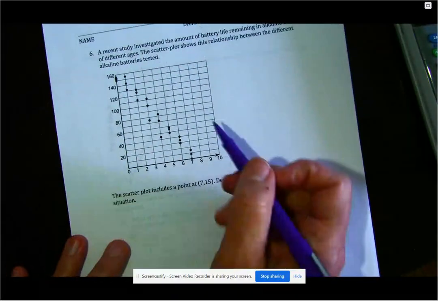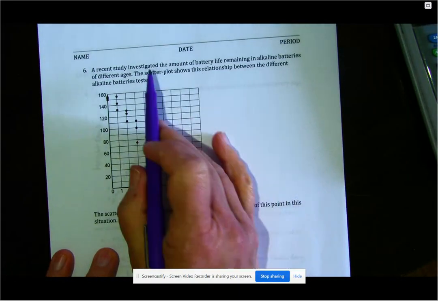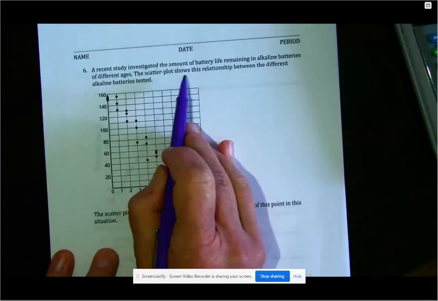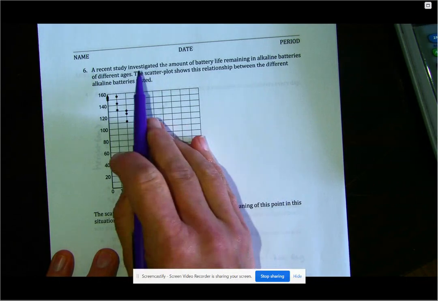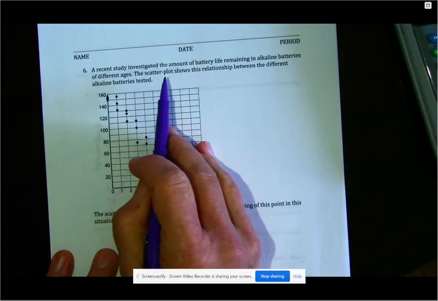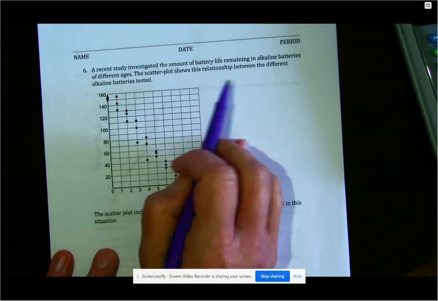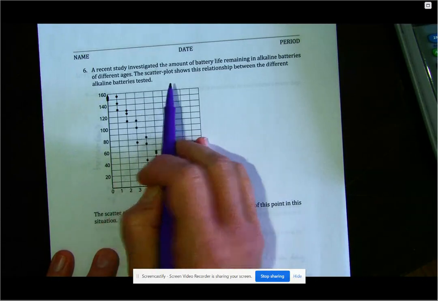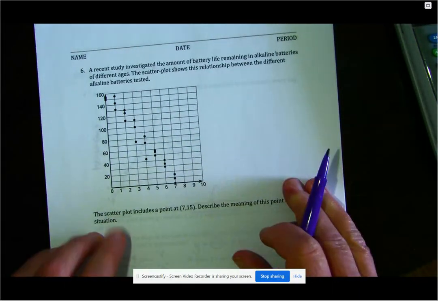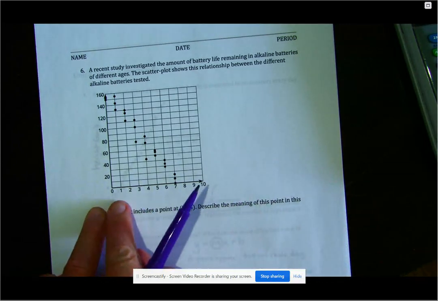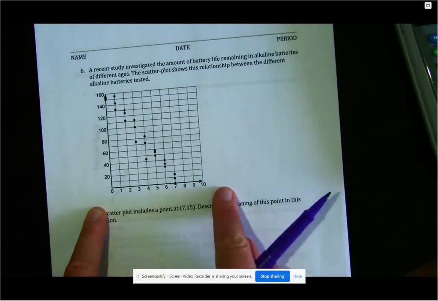Okay. All right, last one. I think this one's a fast one. Yay. Lots of words, but a recent study investigated the amount of battery life remaining in alkaline batteries of different ages. The scatter plot shows this relationship between the different alkaline batteries tested.